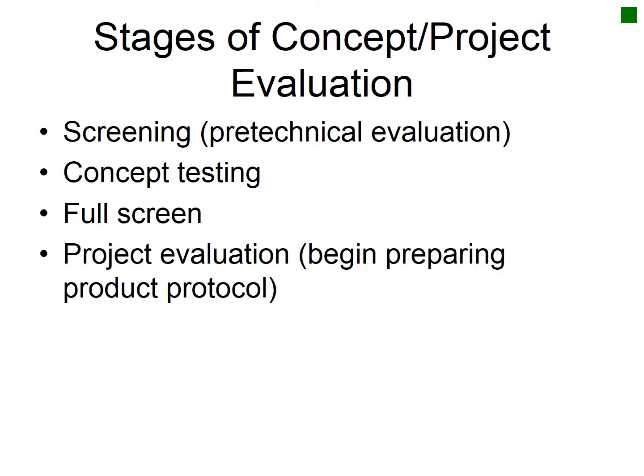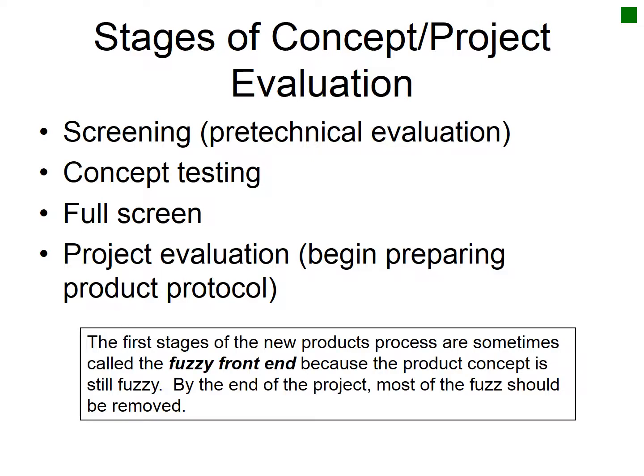Maybe we think about some platform planning elements where pieces of this new product could be created somewhere else where we're already making them, and then we're assembling this new product on a new line. But project evaluation begins to think about product protocol and the steps that are involved in creating the product.